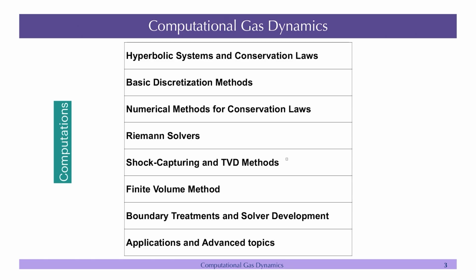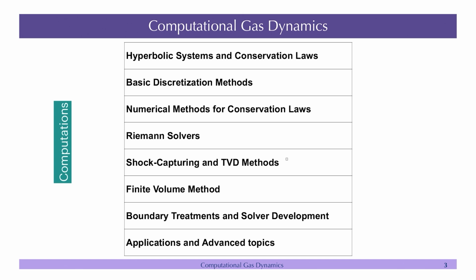As we learn, we will know that because shocks are infinitesimally thin, it is not very easy to capture shocks numerically unless you have some special methods. For example, if you try to use the central differencing method, you will not be able to capture shocks. So, it requires a certain level of dissipation, but just enough that it captures the shocks effectively.